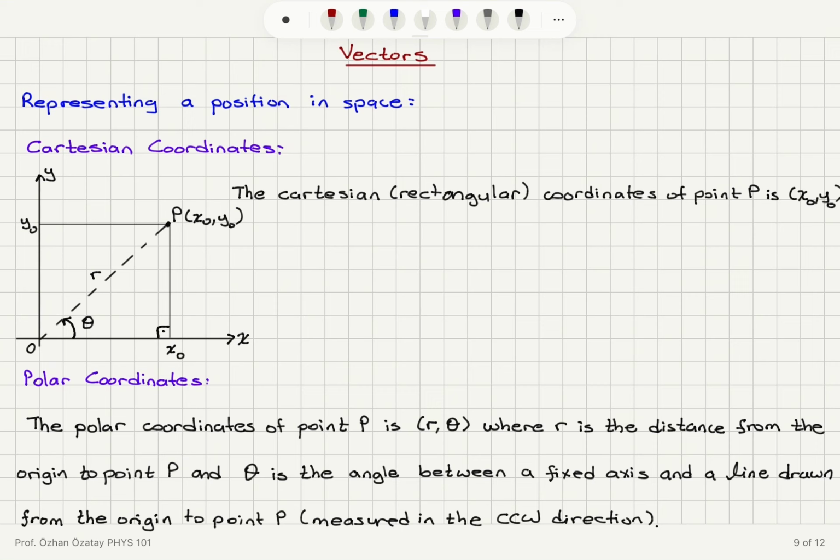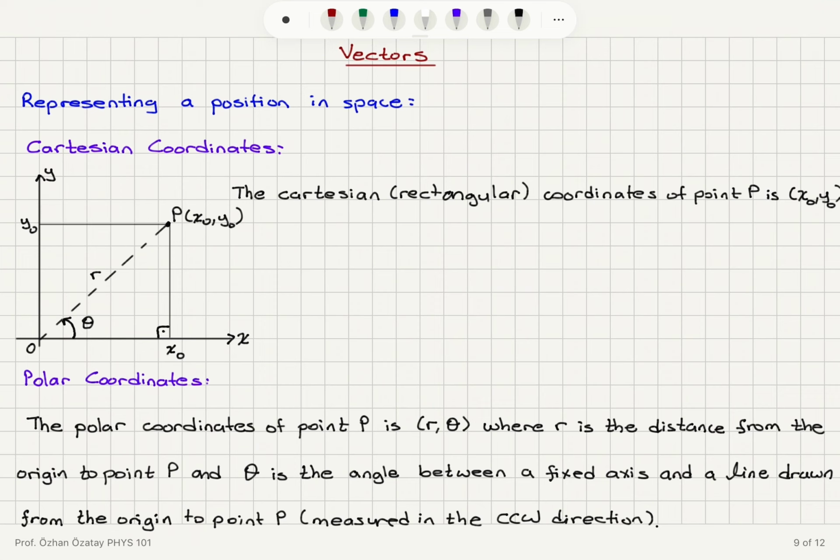And here we have this point P, and we check its components on x and y axes. X and y axes are orthogonal axes. And if we see that the projection of this point onto the x-axis is x0 and the projection onto the y-axis is y0, we report this location in 2 dimensions as point P is located in x0, y0.